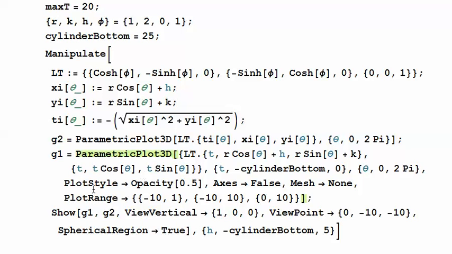cone, and the cone, its radius changes over time. So the radius is t cosine theta and t sine theta, and its height is t. So this is the cylinder and this is the cone, and for both of them, it takes two variables, t going from the cylinder bottom, which is negative 25, and it allows theta to go from 0 to 2 pi, which goes around the complete circle to show the surface.